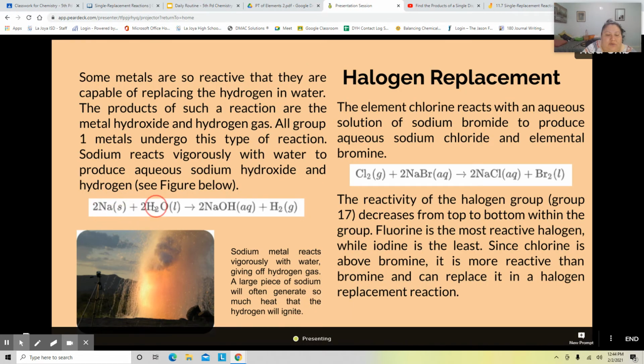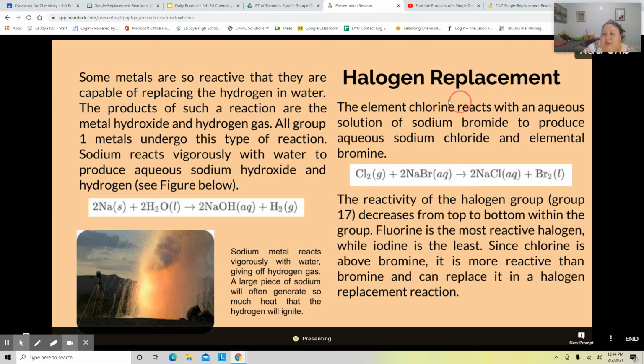Sodium reacts with water. Remember, think of water as H, O, and another H over here. So it's going to bump off one of the H's and hydrogen gas is produced. The other H will stay and create a hydroxide. So you'll have sodium hydroxide. All right. And it says here, sodium metal reacts vigorously with water, giving off hydrogen gas. Sometimes if you have a large piece of sodium, it will often make enough heat that hydrogen gas will ignite. And you'll see kind of like a little fire kind of blast.